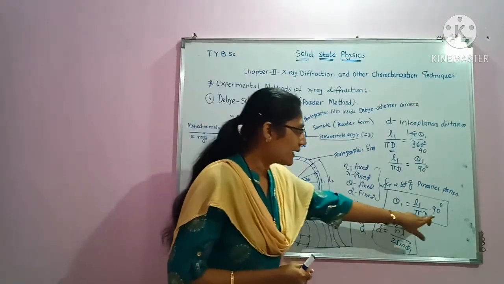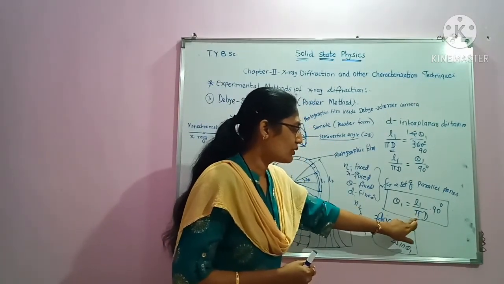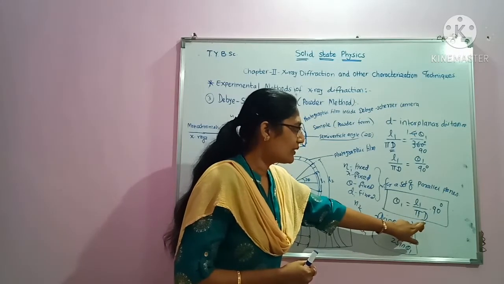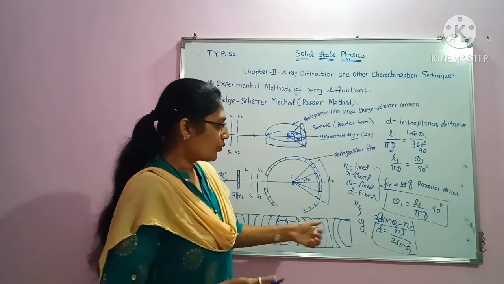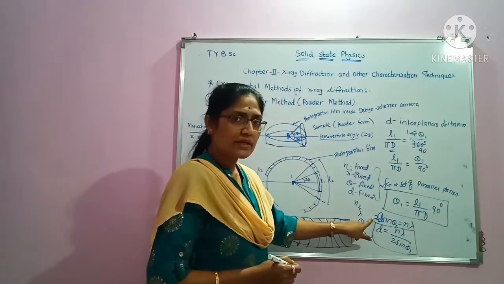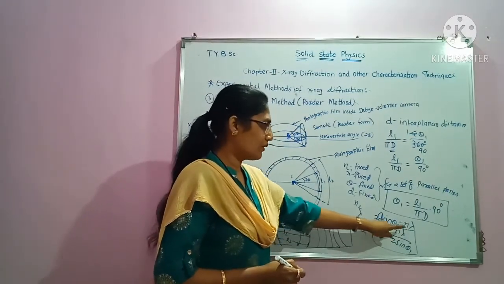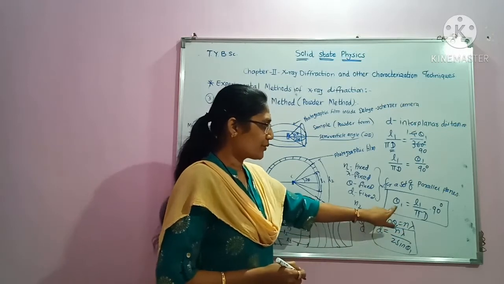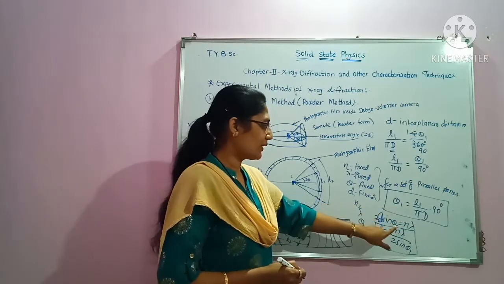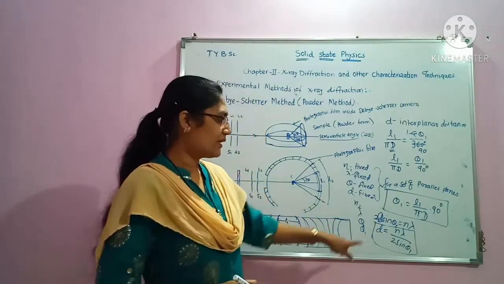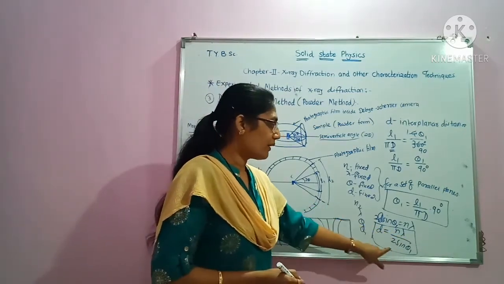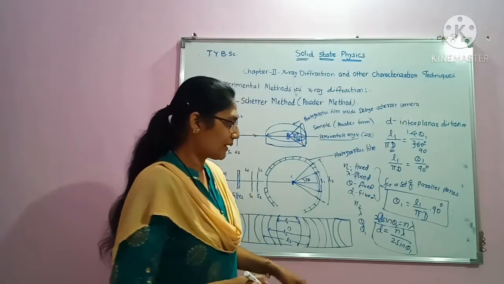And we know that 90 is constant, pi is constant, diameter of film is constant, only variable is L1. So by using Bragg's law, 2d sin theta is equal to n lambda, we have to substitute the calculated value of theta 1 in this formula and calculate the value of d, as d is equal to n lambda upon 2 sin theta.